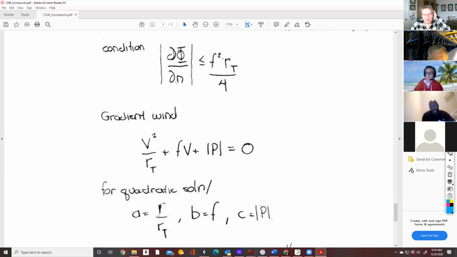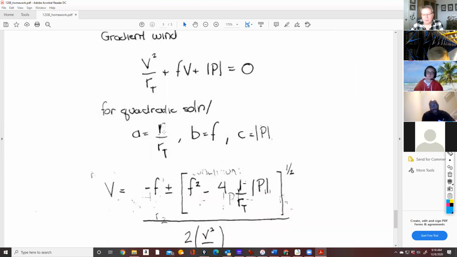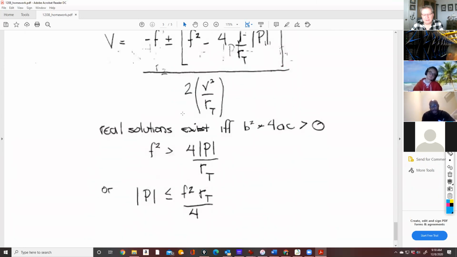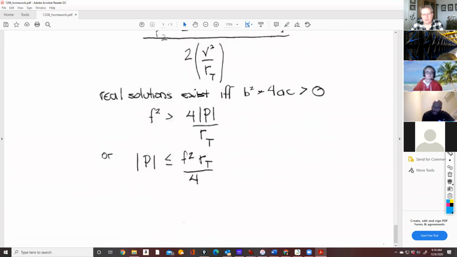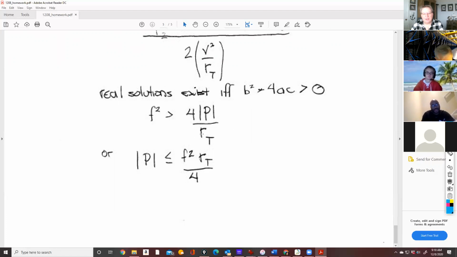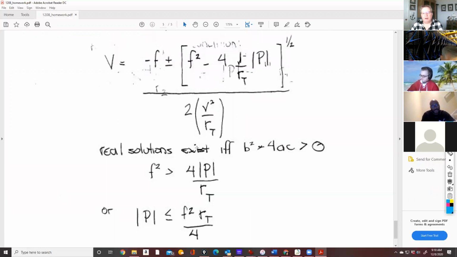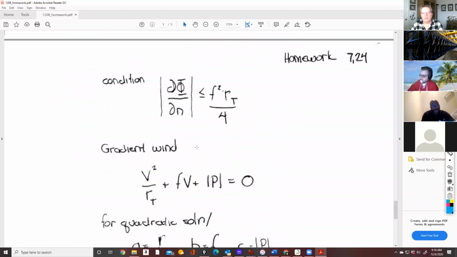So, anyway, the gradient wind, and we have the quadratic formula. Now we start to make solutions. Real solutions exist if b squared minus 4ac is greater than 0, or b squared is greater than 4ac. So he puts that into the equation, and that's what we end up getting. This is really putting out the gradient wind equation, the quadratic formula, and solving for what you need to know.